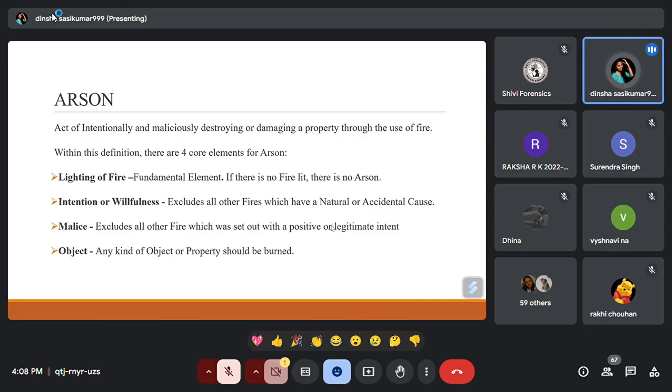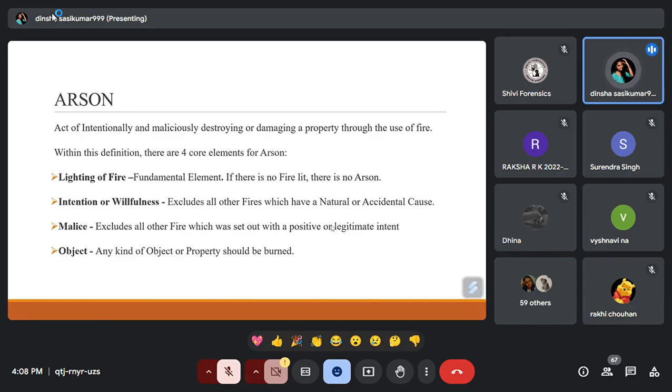For a fire scene to be considered as arson, there should be four elements, and those four elements are listed here. The first one is lighting of fire. We know that fire is the fundamental of arson. If there is no fire lit, then there is no arson. So fire is the fundamental element. There should be burning of something. Then only it can be considered as an arson scene.